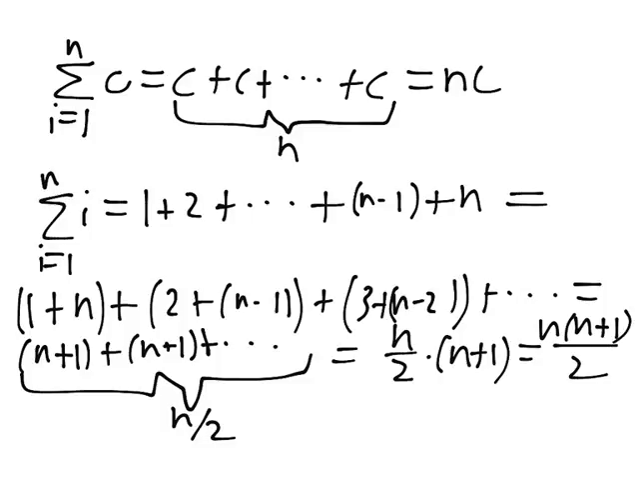Now in the case that there's an odd number n, the middle term of the sum will not be paired up with another term. However, since it's exactly in the middle, it'll still count for 1/2 of n plus 1. So the formula for the sum still applies.